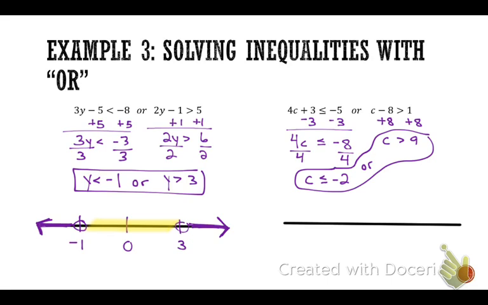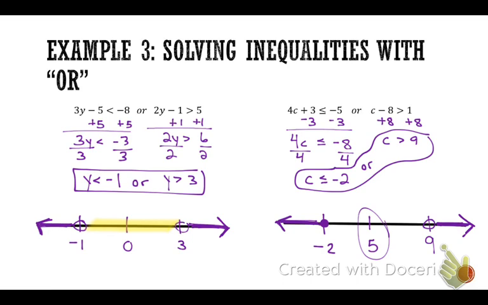Which one is smaller, -2 or 9? -2. Open or closed dot? Closed. And since it's less than or equal to -2, which way does my arrow go? To the left. All right, let's come over here to 9. Open or closed dot? Open. Arrow going to the right. It's greater than. All right, give me a value in between these two values. 5, 3, 0, any number. What do we know about this number? It's not valid.